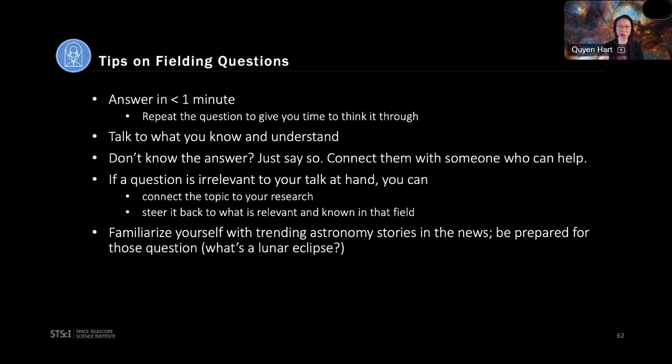So for example, Algol binaries, they're two stars in orbit around each other. How do we find black holes? Well, we can find them and weigh them, get their mass, by looking at them in binary star systems as well. So that's how I would segue to black holes in my talk. And you could steer it back to your area if you know what is in that field. So there's different ways to address the question, but also move on so that you can answer other questions.